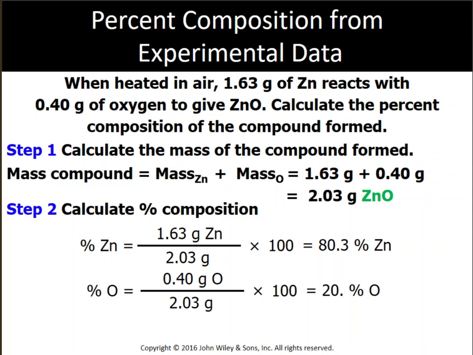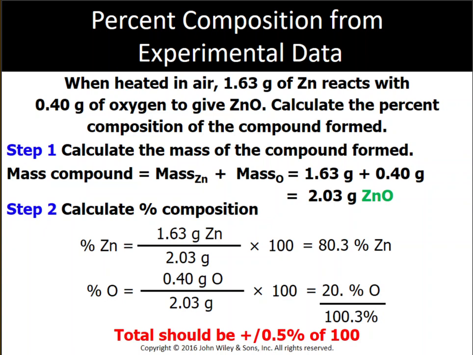Now to double check and make sure we did this correctly, the percent composition of zinc and oxygen, if you add them up together, should come up to 100%. Since these are experimental, there may be a little bit of deviation here. So plus or minus 0.5 is still acceptable because these are experimental.